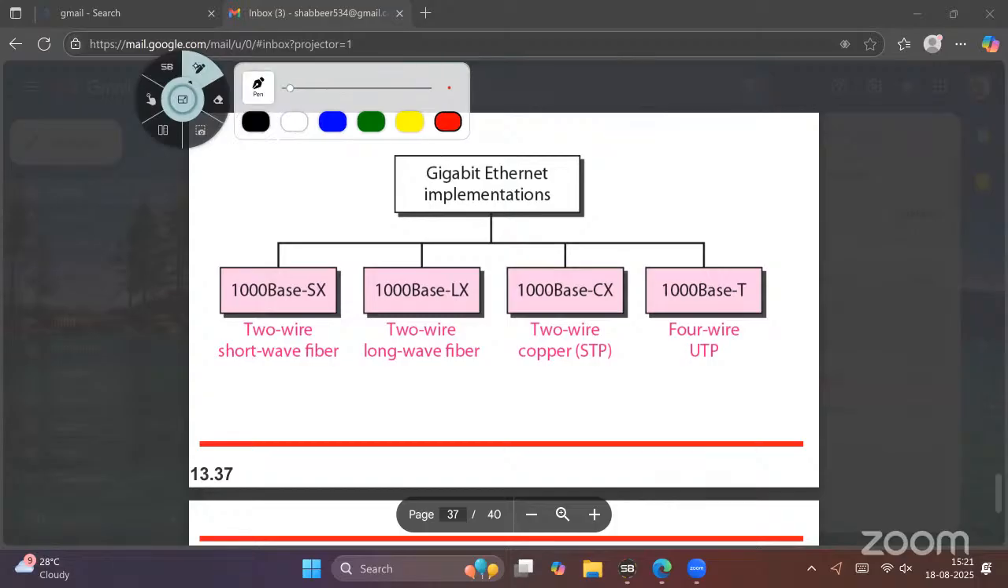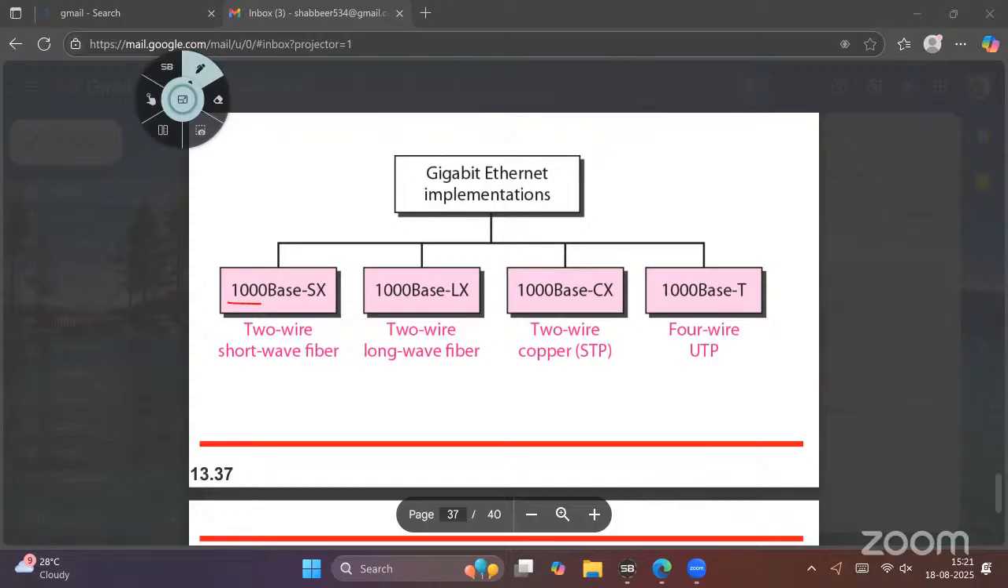The speed here is 1000. That's 1000. This is what the speed will be. SX is short wave fiber, LX is long wave fiber, and CX is coaxial, copper wire, and T is nothing but twisted wire. The twisted wire is a 4 wire. Note this down.